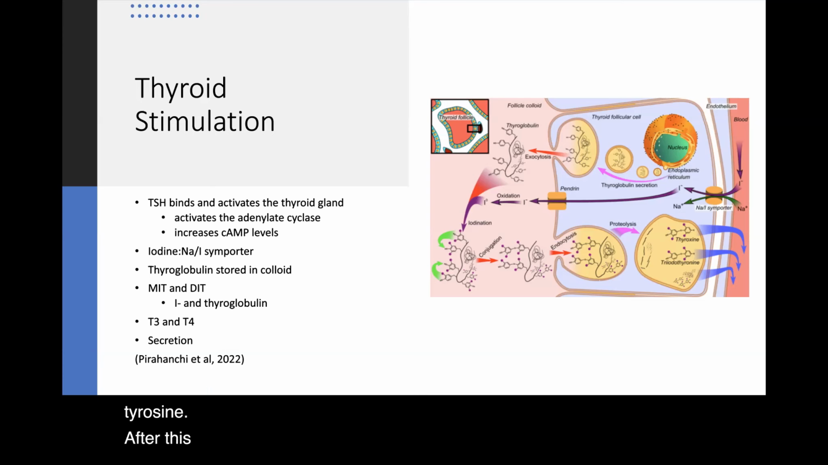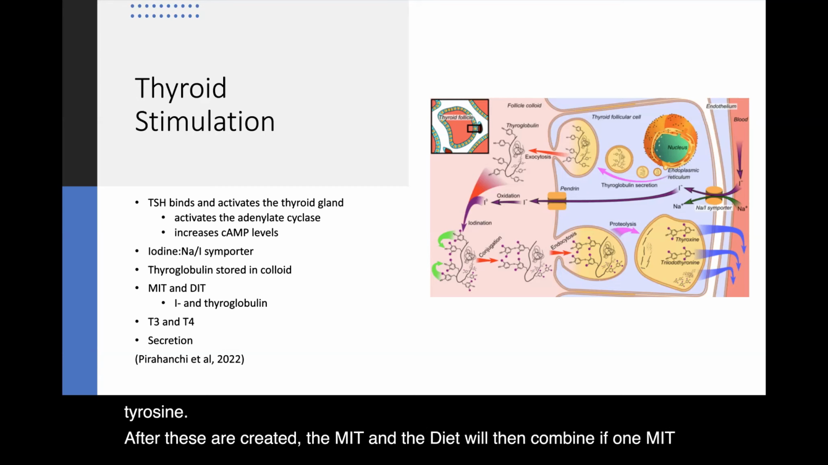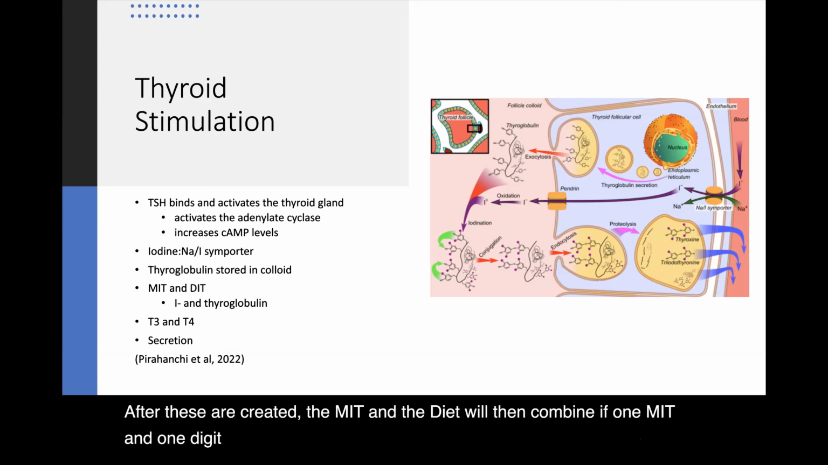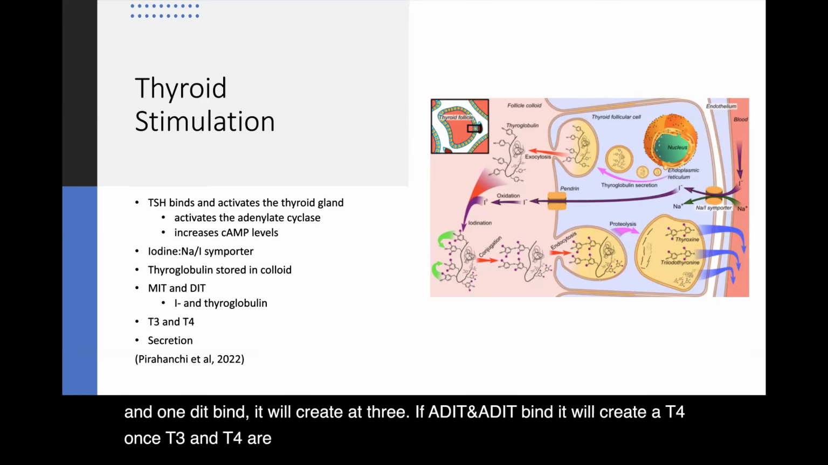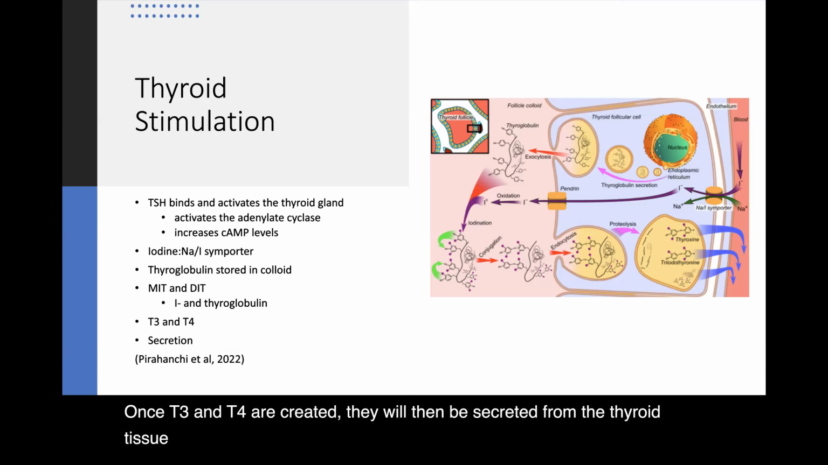After these are created, the MIT and the DIT will then combine. If one MIT and one DIT bind, it will create a T3. If a DIT and a DIT bind, it will create a T4. Once T3 and T4 are created, they will then be secreted from the thyroid tissue into the bloodstream.